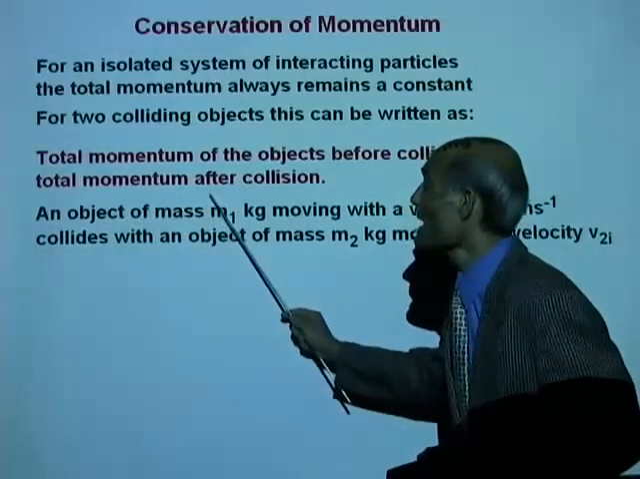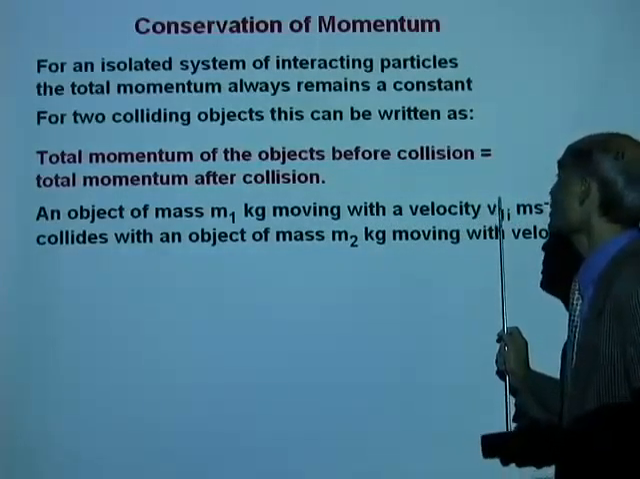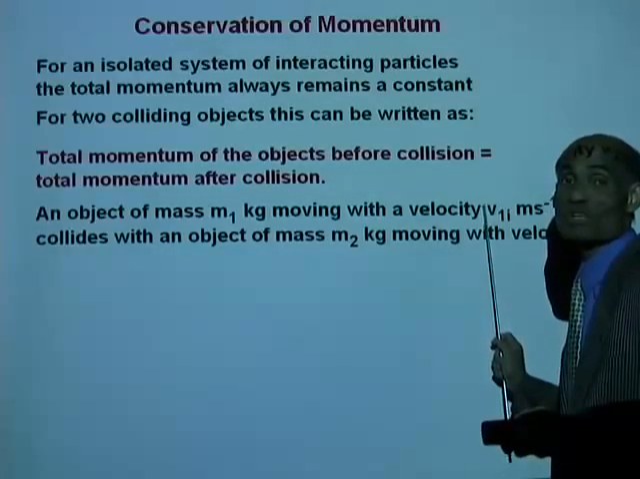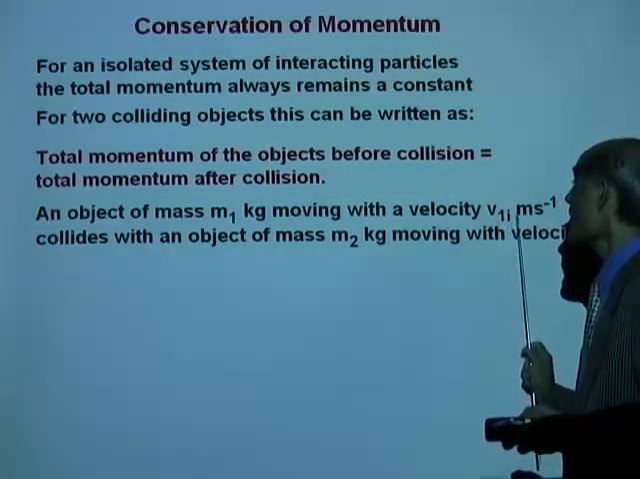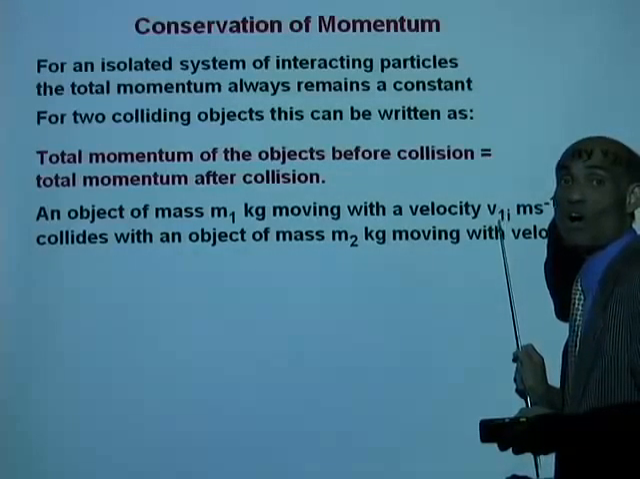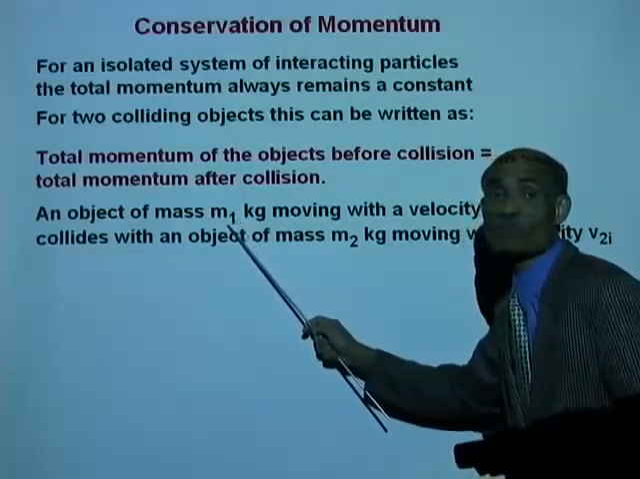An object of mass m1 kilograms moving with a velocity v1i. I want you to familiarize yourself with these notations. What does v1i stand for? Initial velocity of the first object. m1 is the mass of the first object.